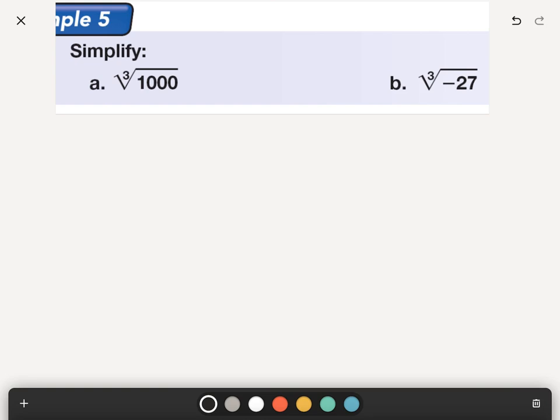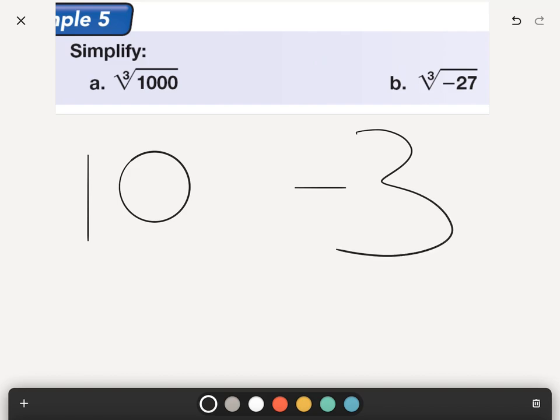All right, so I don't think these will be too hard for you to figure out. So what times what times what is 1,000? I think everyone could just say it. Ready? 1, 2, 3. It's 10. And what times what times what would be negative 27? It would be negative 3. And that is lesson 106.